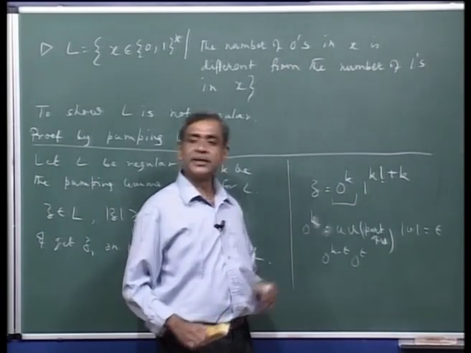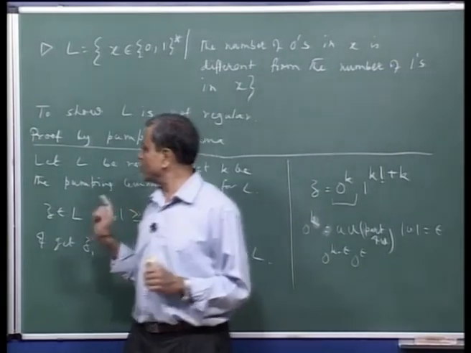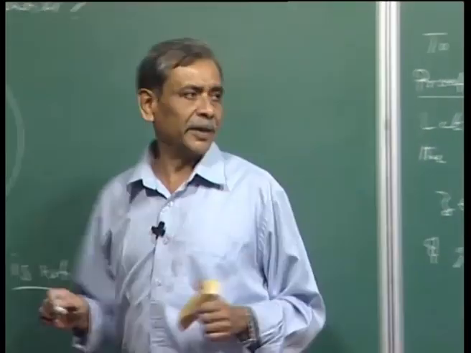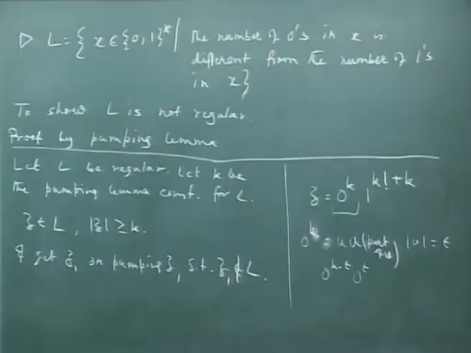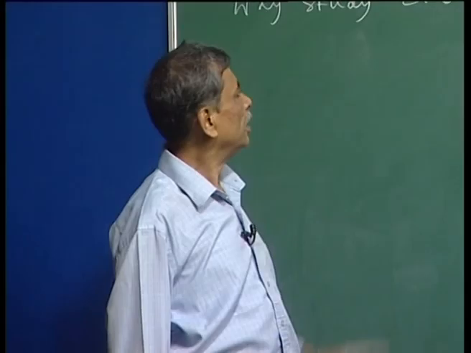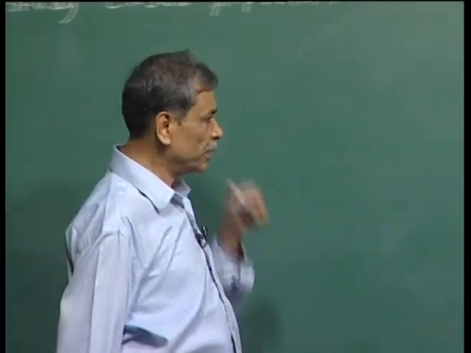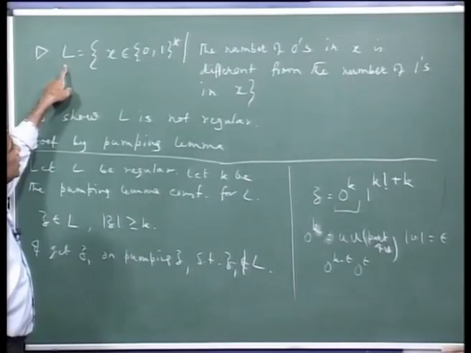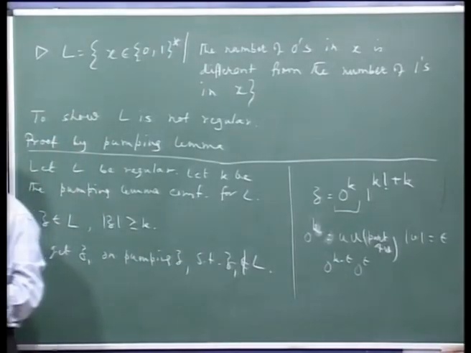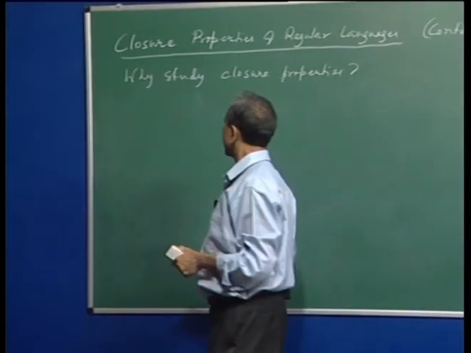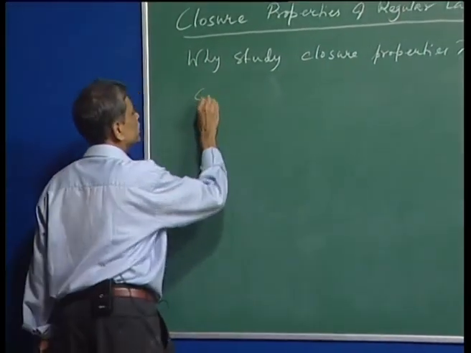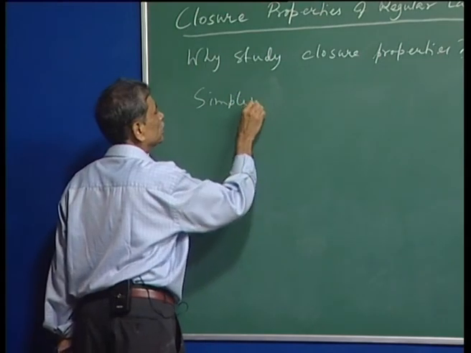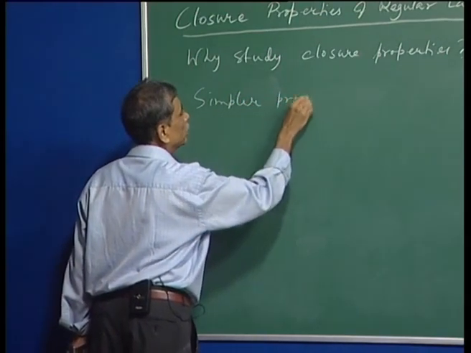I leave out the details, but the point I am trying to make is that this is not a very immediate thing. On the other hand, let me just show you a simpler proof using closure properties. Let me now give the simpler proof of this fact, that this language L is not regular, using closure properties.